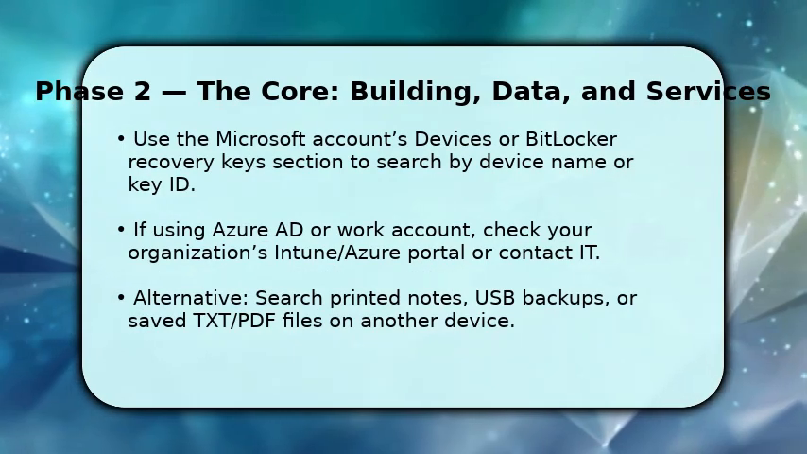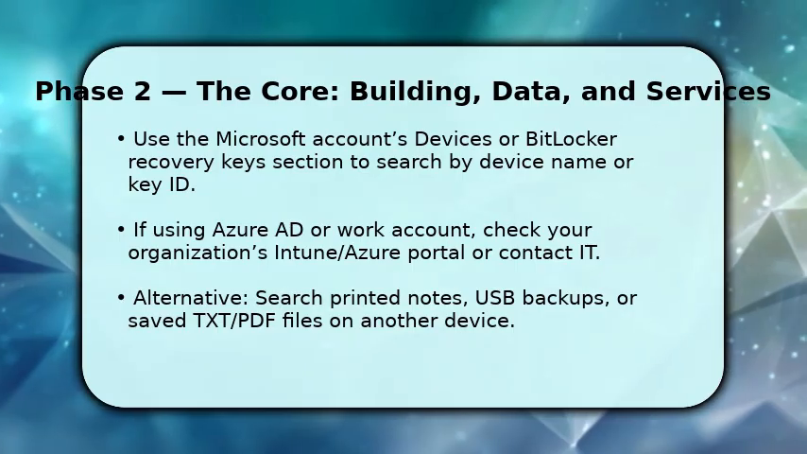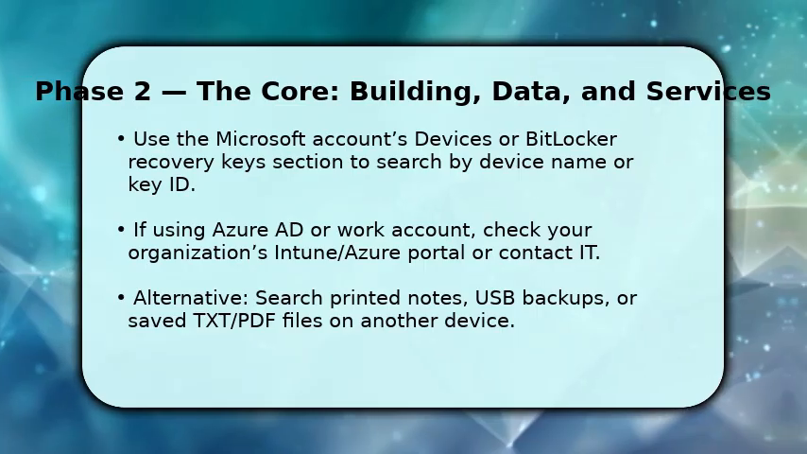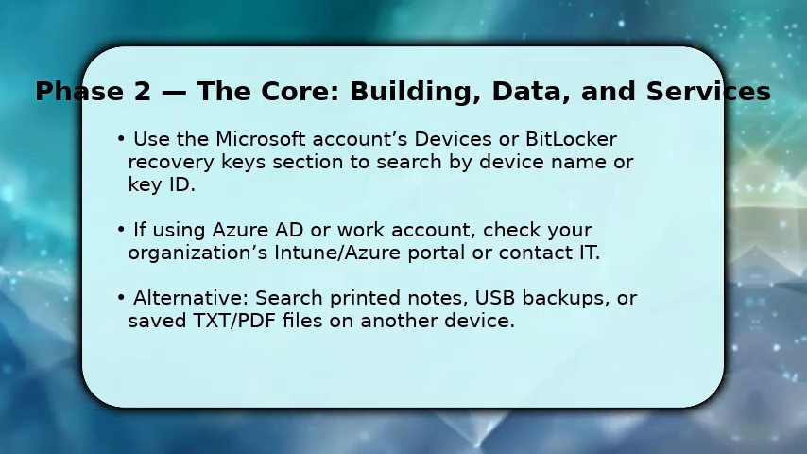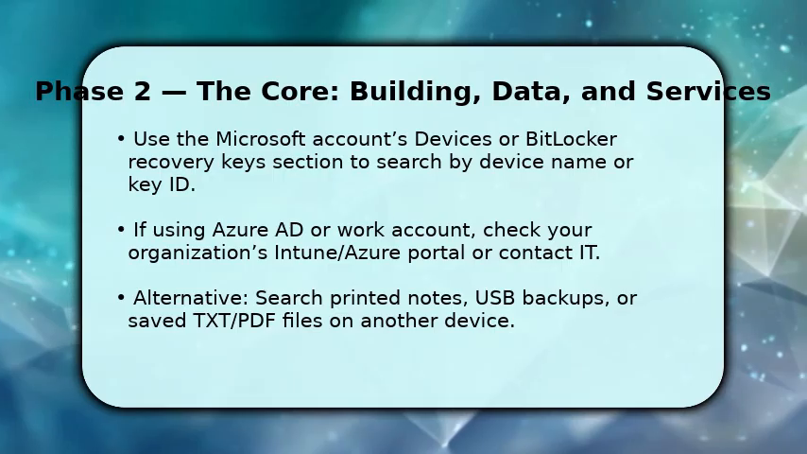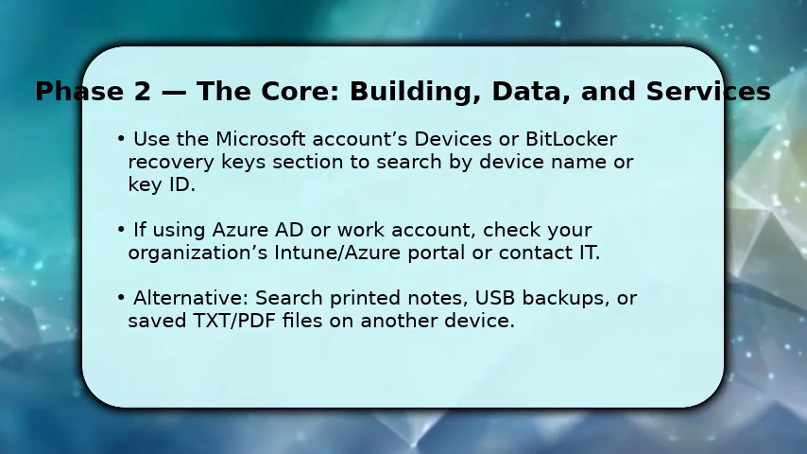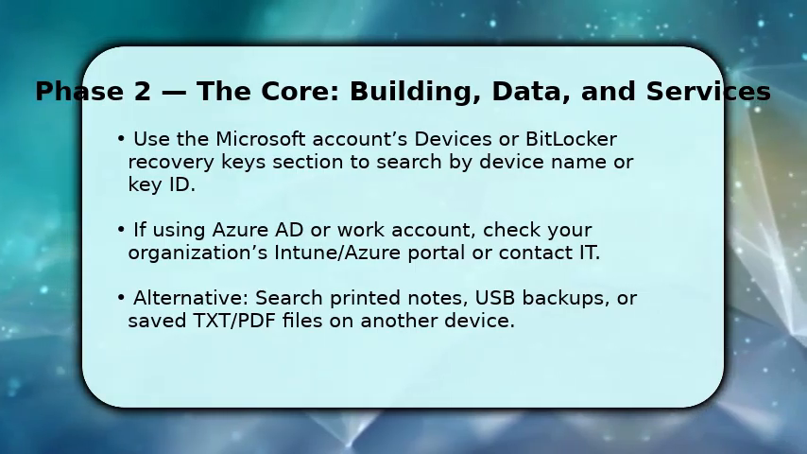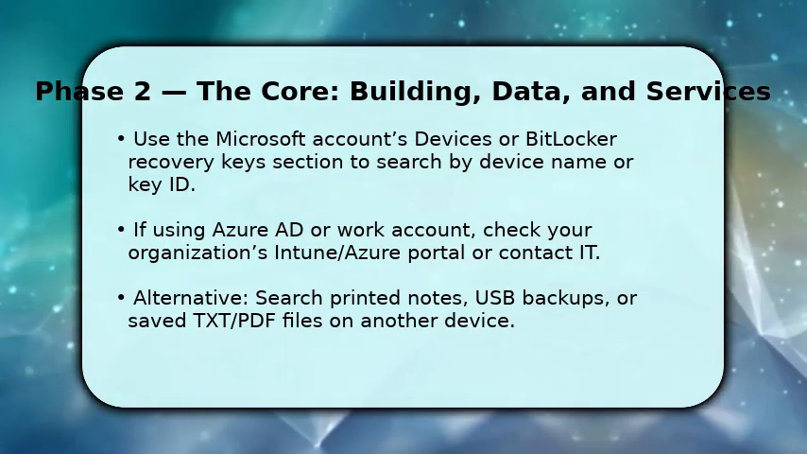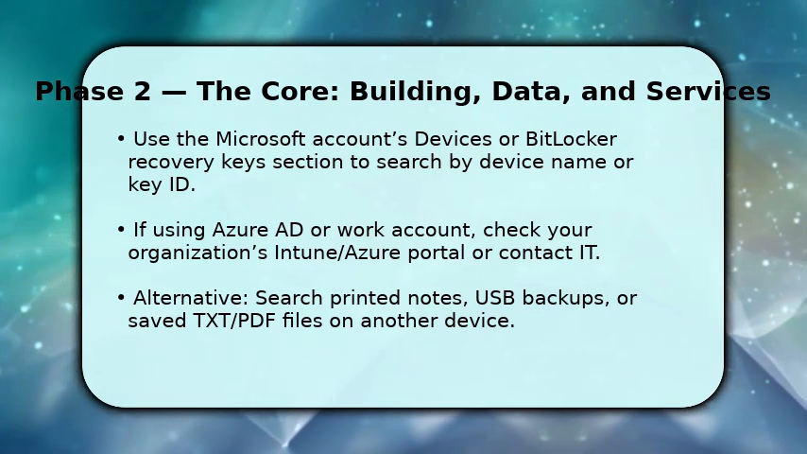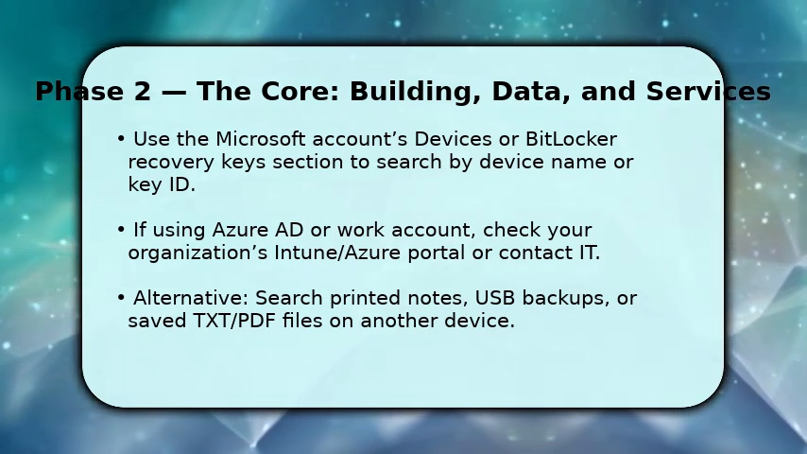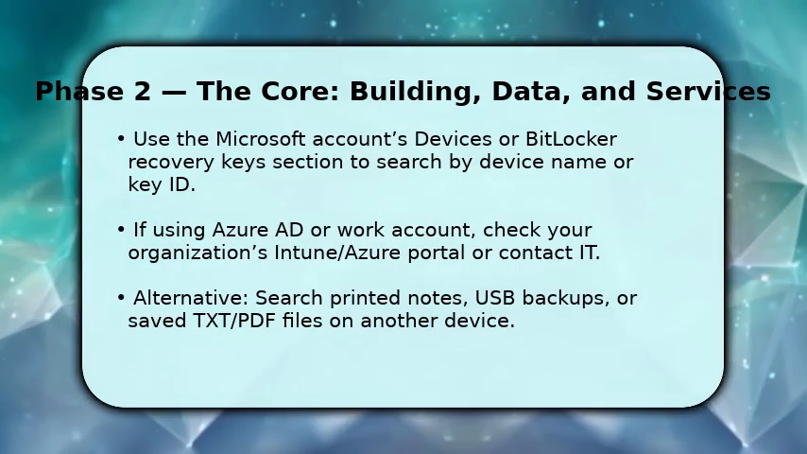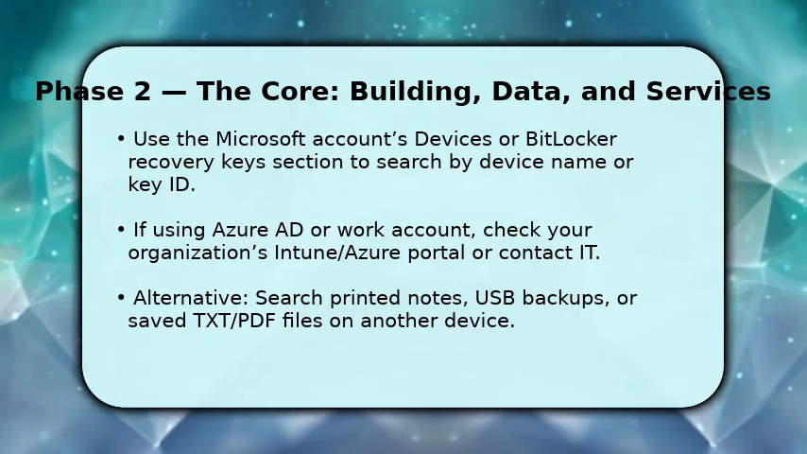Next, you retrieve the key by going to the Microsoft Accounts Devices or BitLocker Recovery Keys area. Sign in with the same account and match the key ID shown on the laptop lock screen. If the machine is joined to Azure AD or managed by your organization, access the Intune or Azure portal, because admins store keys there. Also, look for any previously exported TXT or PDF files, printed copies, or a USB drive labeled for recovery. These are common places users keep the key for emergencies.